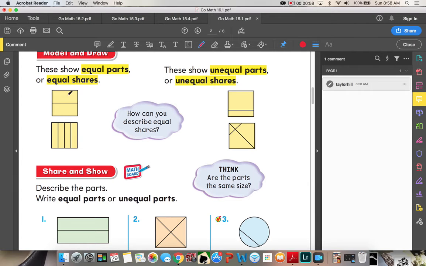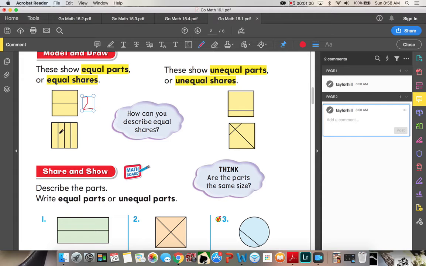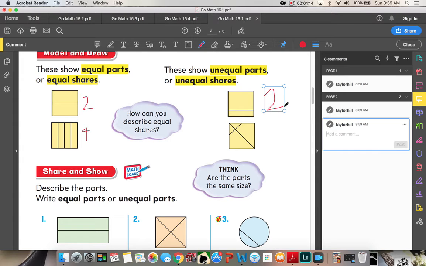So notice how this square has been divided into two equal parts right here. So two equal parts right here. 1, 2, 3, 4 equal parts right here. Okay. Whereas this square has been divided into two unequal parts, one big section, one little section, and this square has been divided into 4 unequal parts, 2 small and 2 big.